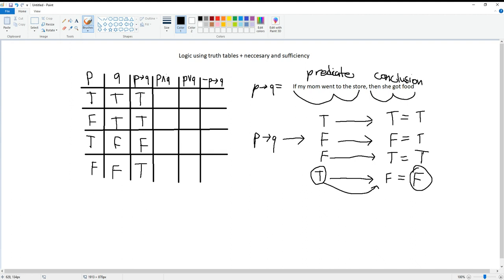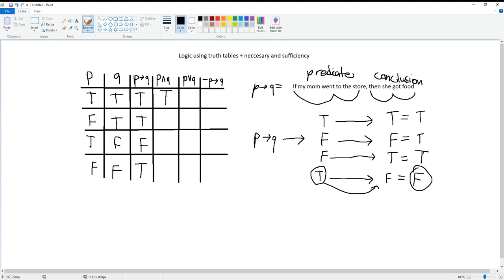Now, what happens when we have some statement P and Q? That means that both the predicate and conclusion have to be true. So if my mom went to the store and she got food, then that's satisfied by this statement because it's true, because she got food because she went to the store, and both things happened because of the predicate. The conclusion happened because of the predicate. Both are true. So P and Q is true.